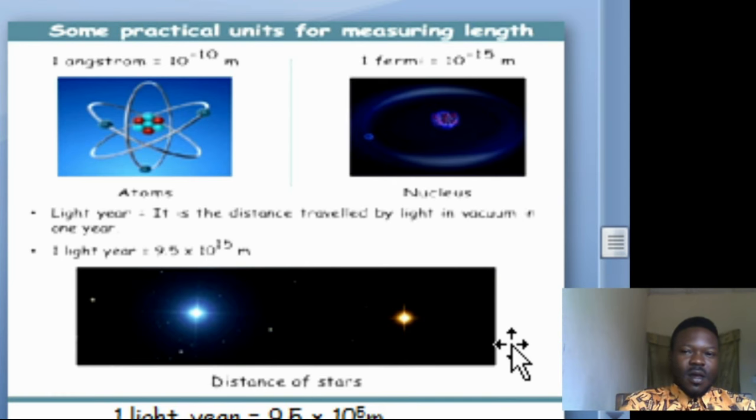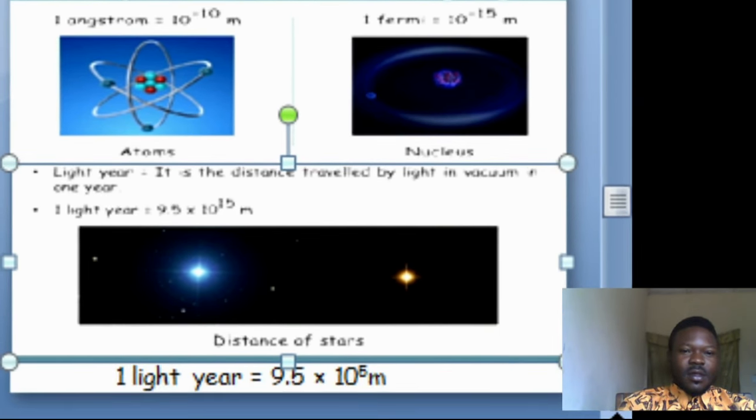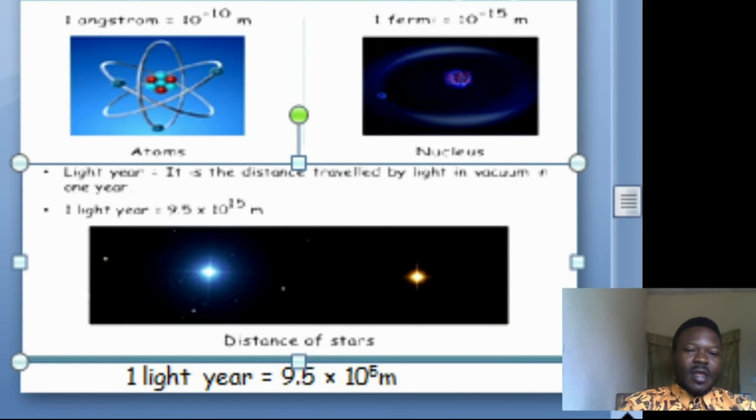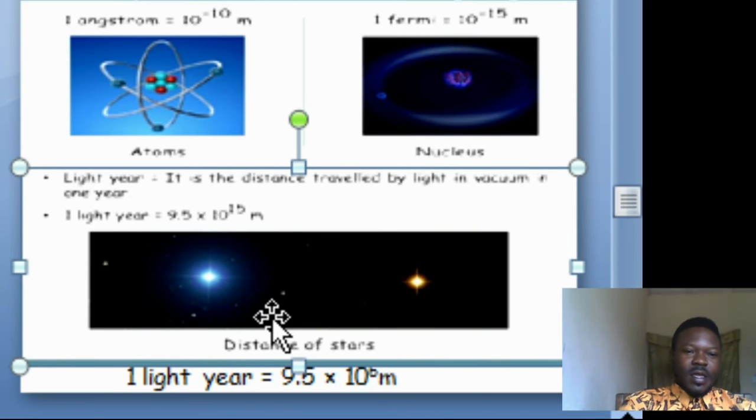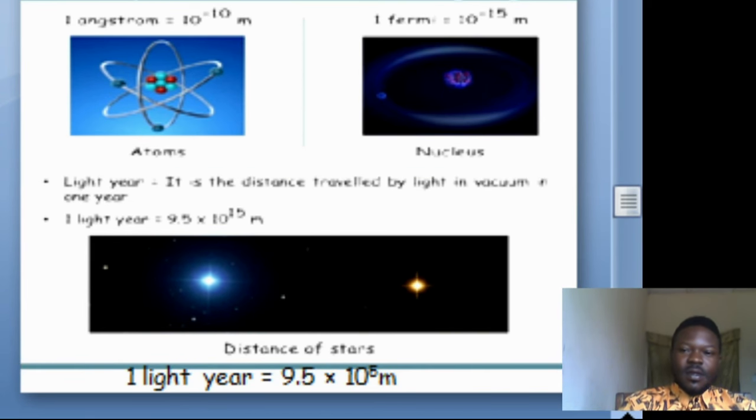Now, these are some practical units for measuring length. You see femto, 10 raised to the power minus 15, and so on. For stars, we use the light year. Light year is about 9.5 times 10 raised to the power 15 meter. That is the distance traveled by light in a vacuum in 1 year. So light year is also a unit of length.